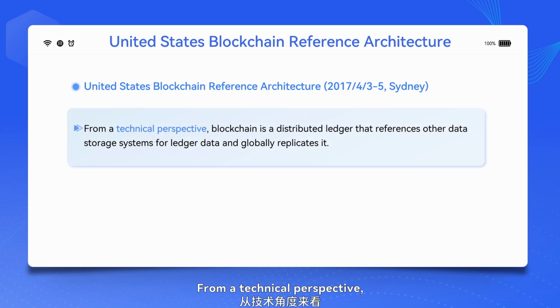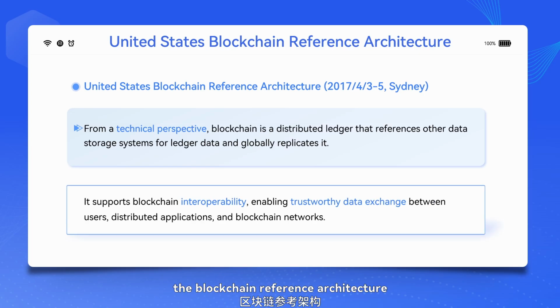From a technical perspective, blockchain is a distributed ledger that references other data storage systems for ledger data and globally replicates it. In summary, the blockchain reference architecture aims to support blockchain interoperability, enabling trustworthy data exchange between users, distributed applications, and blockchain networks.